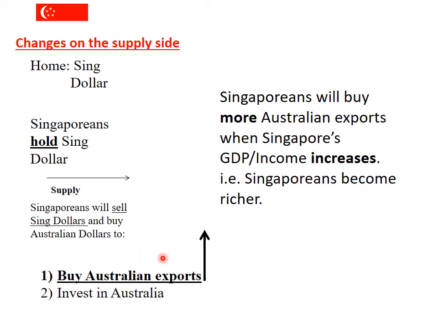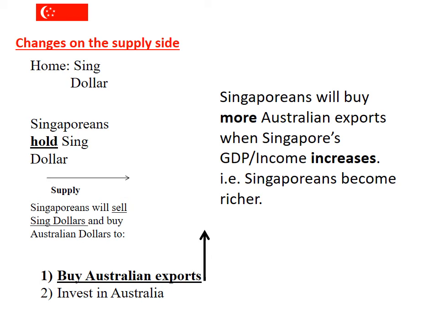Singaporeans want to buy more Australian exports. Why do we want to buy more Australian exports? Because we become richer. So we assume that the Singapore side becomes richer, and we want to buy more Australian exports, or go over to Australia for holiday, or go more often for holiday. When we become richer, our motivation number 1 intensifies, and therefore we need more Australian dollars.